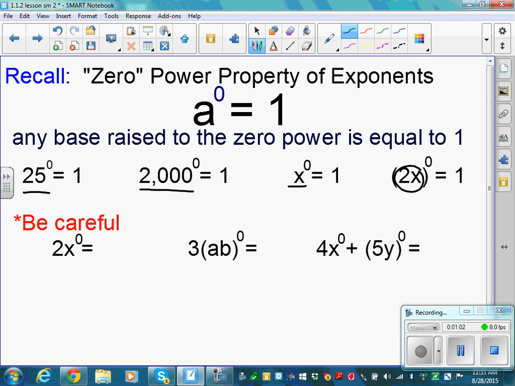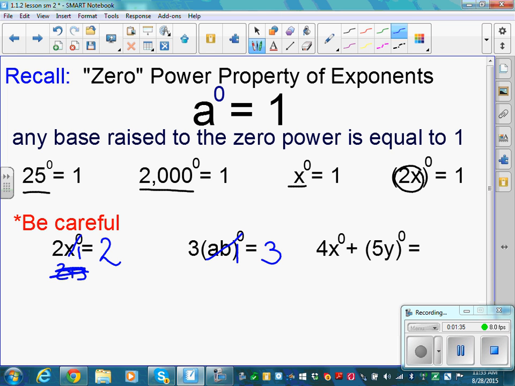So in this example, 2 times x to the 0, 2 is not being raised to the 0 power. It's just 2 times x to the 0 power. So really that's going to become 2 times 1, because x to the 0 power is 1. Now 2 times 1 is just 2. Make sure you don't add those. Some people were adding those. That wasn't an addition sign. Don't do that. Okay? All right, we have 3 times AB raised to the 0 power. Now once again, any base to the 0 power is equal to 1, so that whole thing becomes 1, and that is 3 times 1, which is 3.